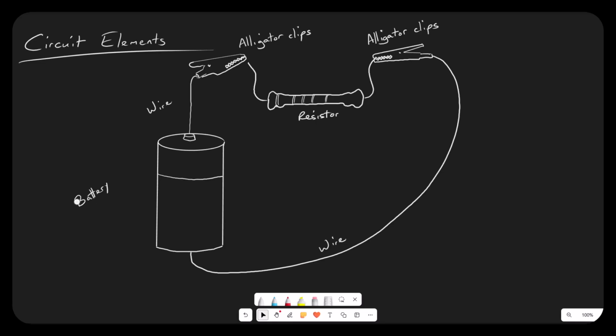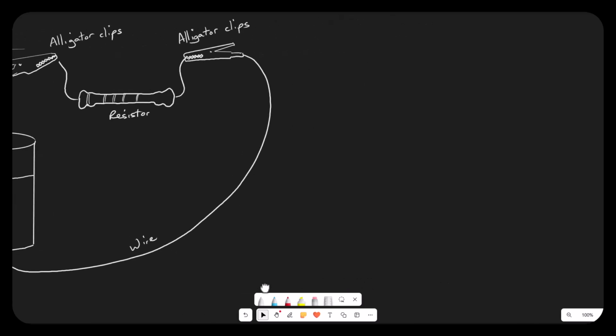Alright, this is fine, but what if I don't want to draw that every time? It would be really nice to be able to have some kind of a standardized system of symbols. And we get that. And this is where we start drawing schematics. Schematics are a way of drawing different circuit elements with individual symbols, and that's going to make our whole process much easier.